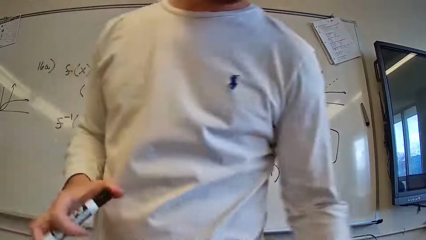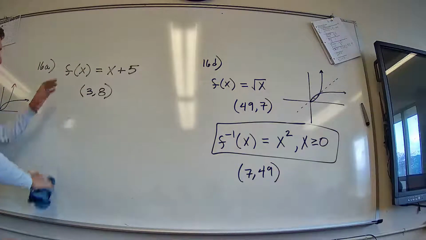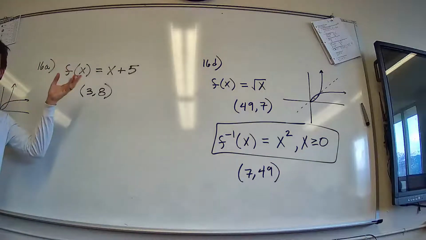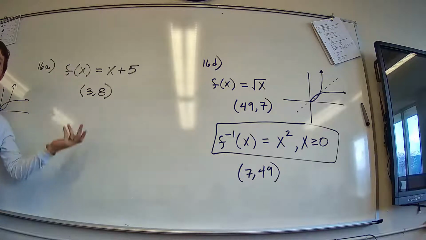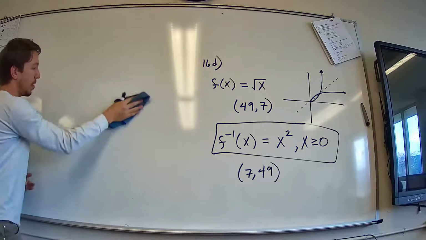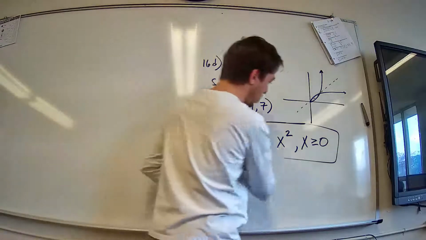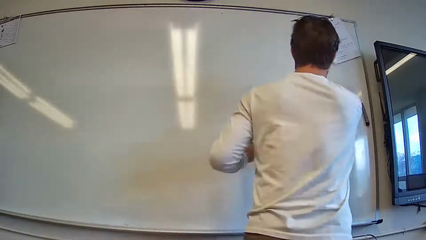All right, now this idea of just doing it intuitively, like, oh, the inverse of adding 5 is subtracting 5, works really well for very simple functions, but the more complicated they get, the more challenging it's going to be. So I'm going to show you kind of two ways to think about it.